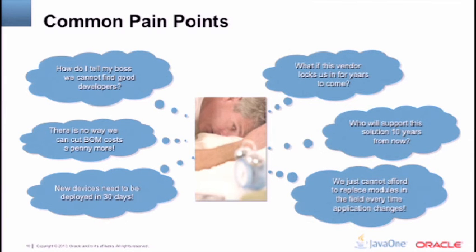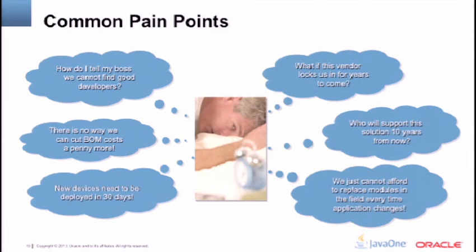New devices need to be deployed in 30 days. Well, that might be a little extreme, but it's not that uncommon. It's so competitive now that you have to be very nimble in terms of getting devices out. What if this vendor locks us in for years to come? In embedded, it's still proprietary technologies. If you're writing to a particular embedded hardware for a certain vertical segment, you may be locked into the vendor technologies unless you have a way to abstract things out. So that's one of the key problems.